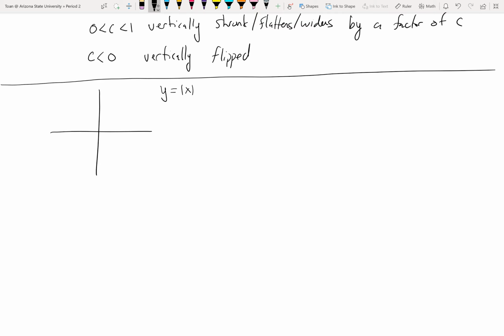So we saw that the basic parent function, absolute value, looked like a V. The very, very tip, or the point, we call the vertex. And each one of these guys here is what I call branches.